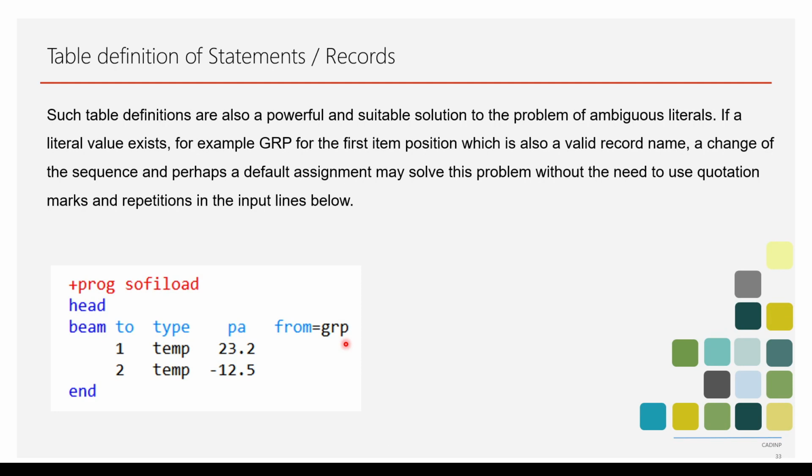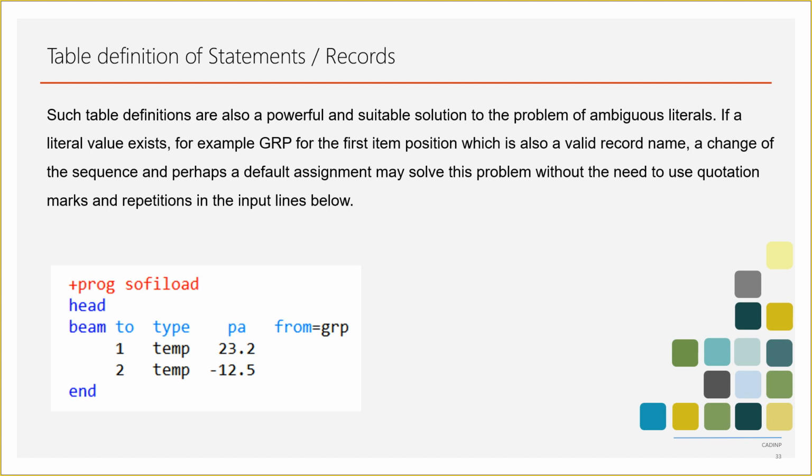In case there is a literal value such as GRP, which is also a valid record name, the problem can be resolved by changing the sequence and/or assigning default values without having to use quotation marks or repeating input lines. This approach is particularly useful in handling cases where there are multiple items with similar names or values. By defining tables, it is possible to provide clear and concise input, which ultimately leads to improved efficiency and accuracy in the software's processing of the input data.